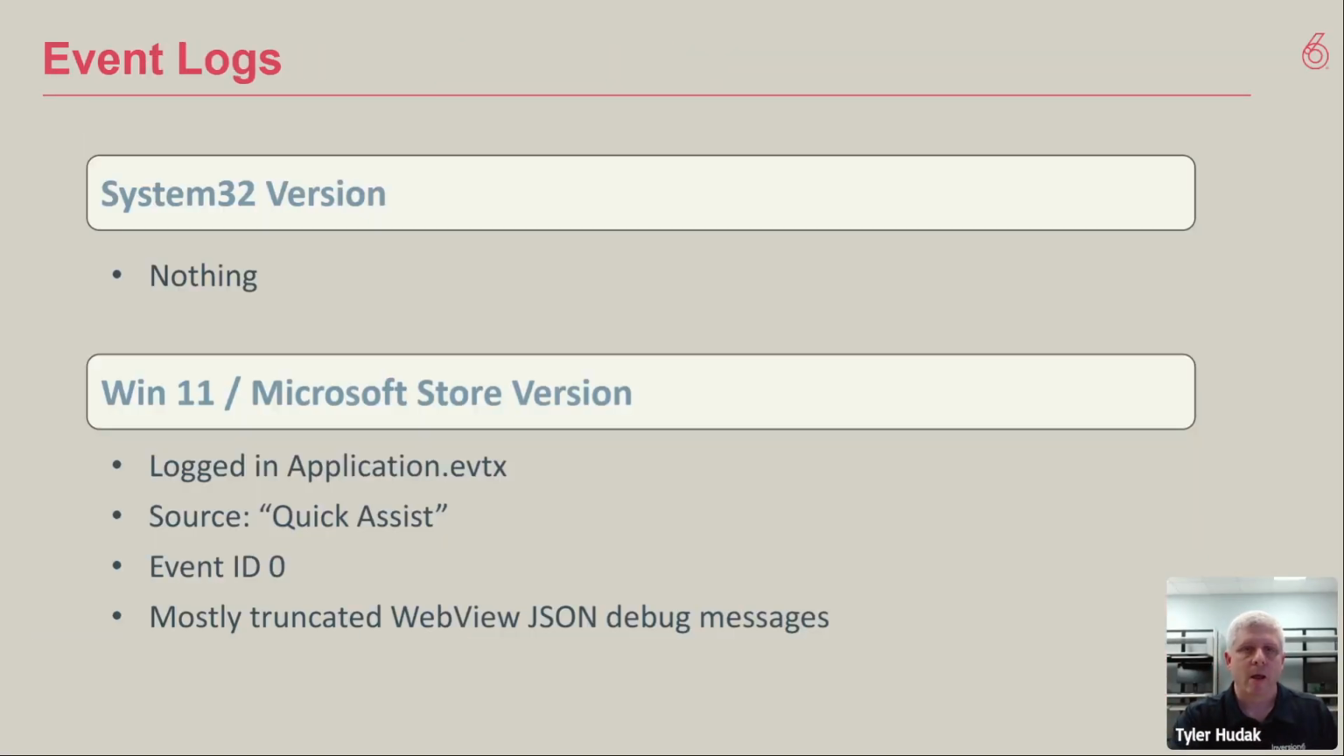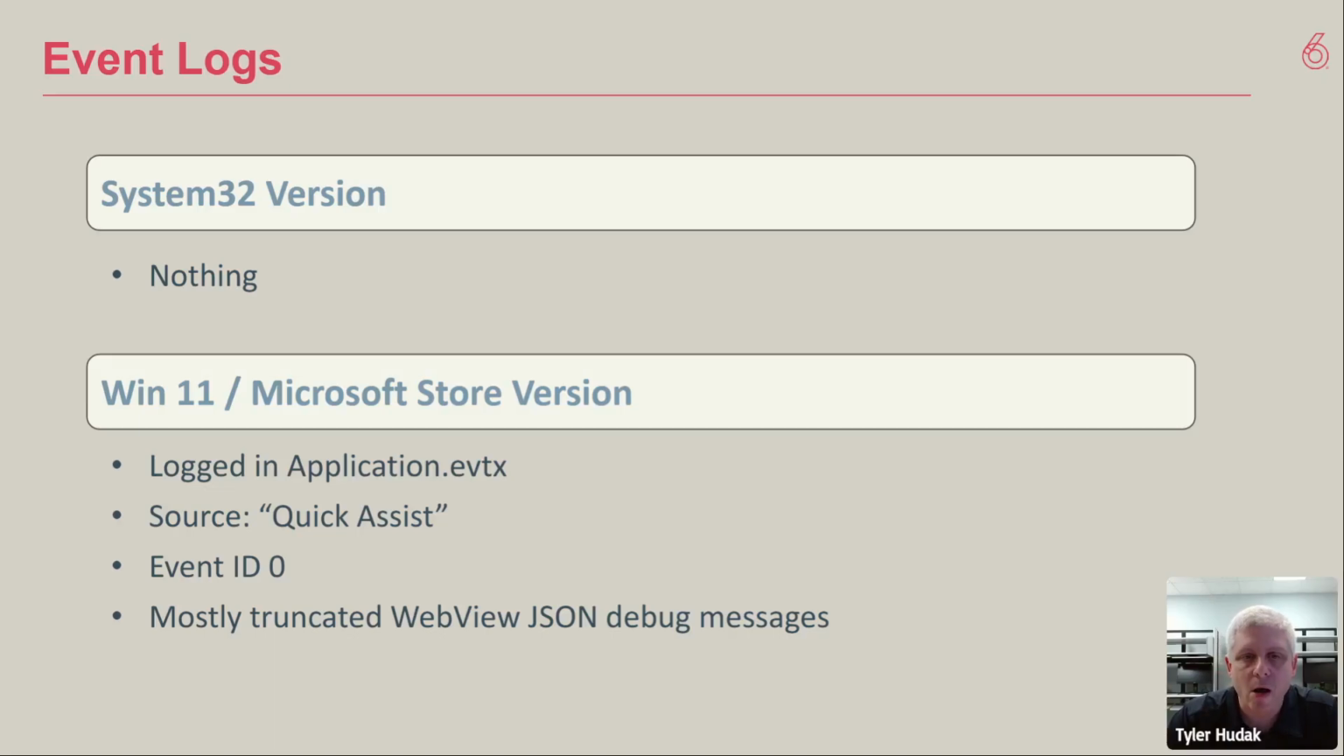All right. So let's first start talking about event logs. Remember, there are two versions of Quick Assist, one that is located in the System32 directory, and the other which is located in the Microsoft Store, the Program Files, WindowsApps directory. Well, unfortunately, with the System32 version, nothing is logged. Absolutely nothing, which is why I recommend that if you are going to use Quick Assist, please make sure you are using the Microsoft Store version, because the Microsoft Store version does log some events.